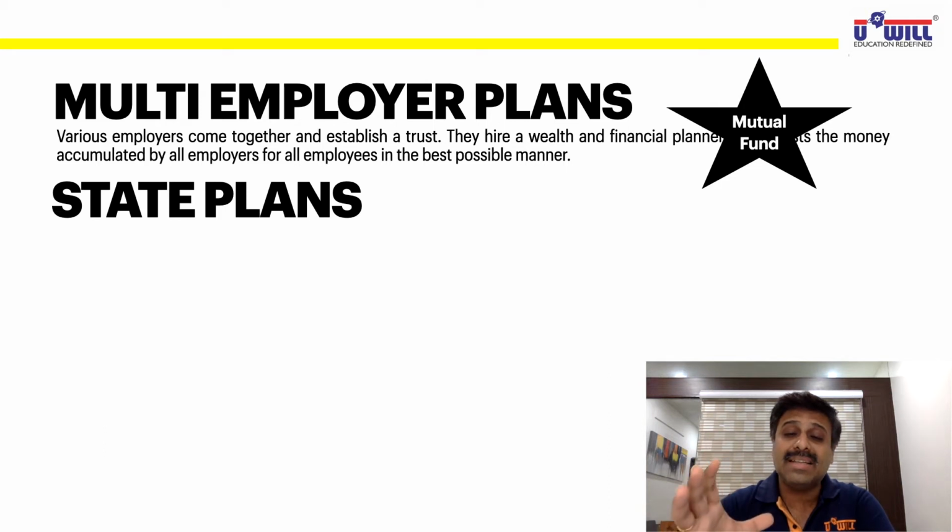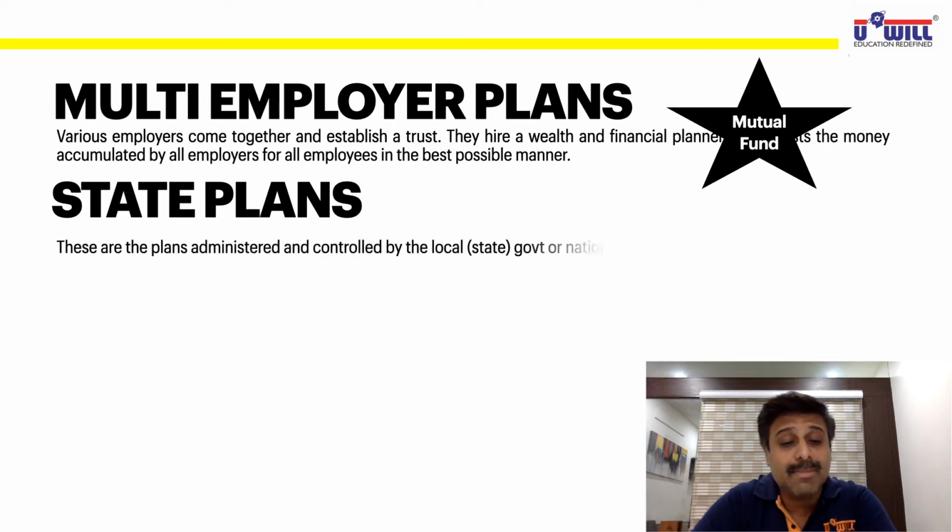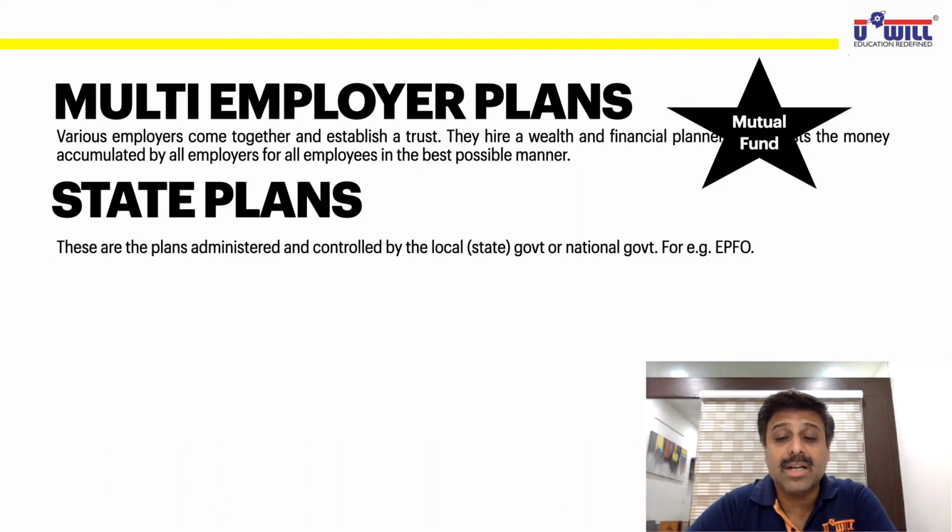So state plans means you invest the money in state plans and whatever returns are fixed and decided by them, that is going to be given to the employee when he retires. So what are state plans? These are the plans administered and controlled by local or state government or national government. For example, EPFO, Employees Provident Fund Organization, is an example of a state plan.